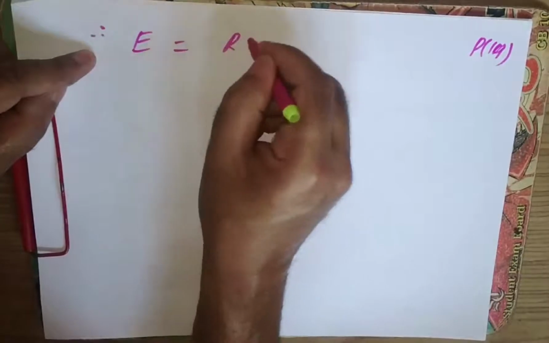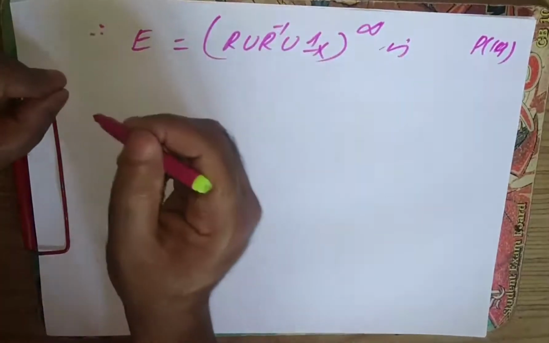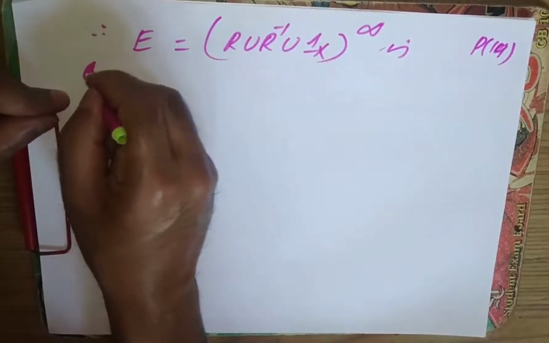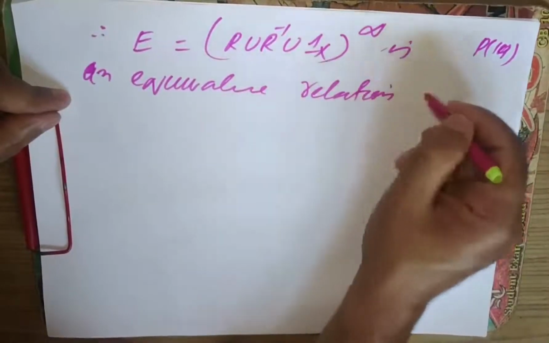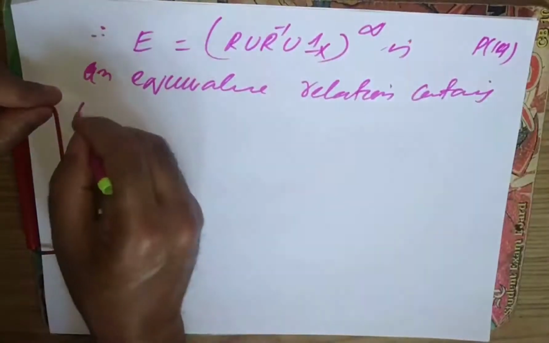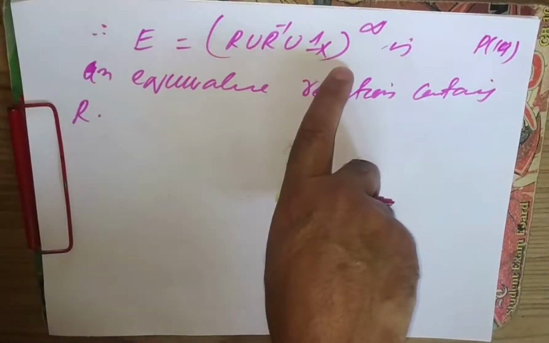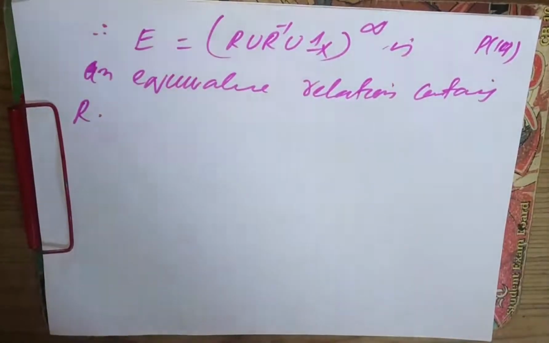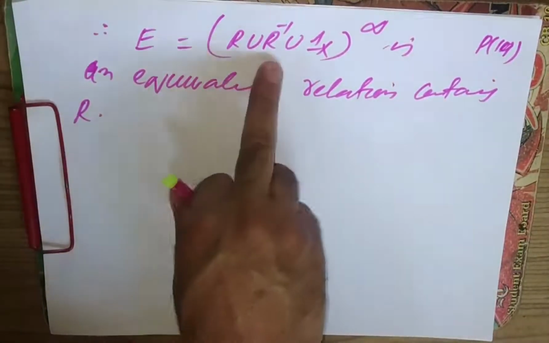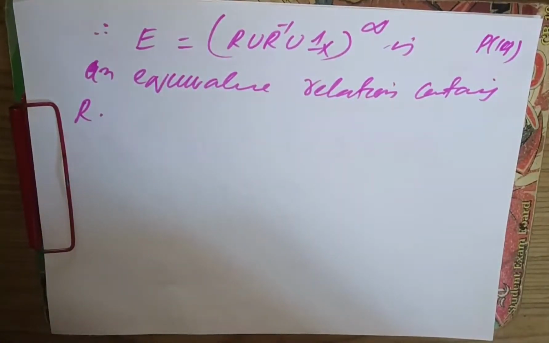So therefore E, which is equal to R union R inverse union Ix whole infinity, is an equivalence relation containing R. But we need to show that this is equal to RE. RE means the smallest equivalence relation containing R. So let's take any equivalence relation containing R, and we show that this relation is a subset of that one.